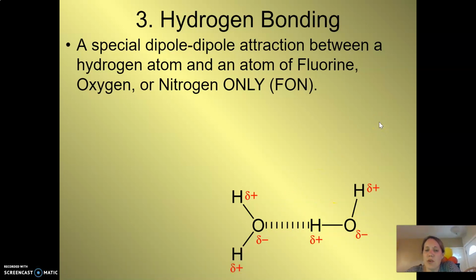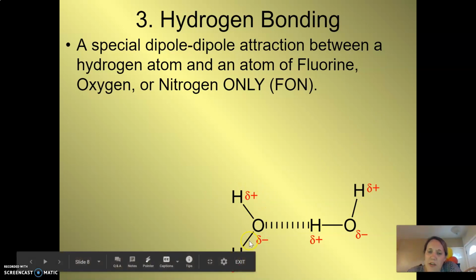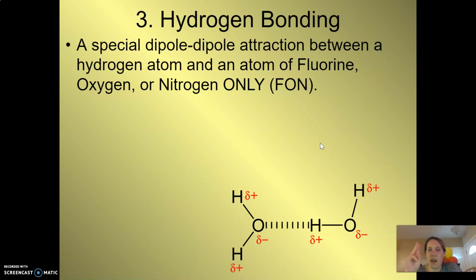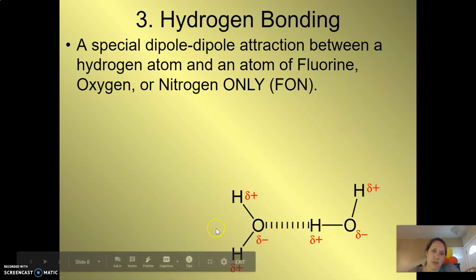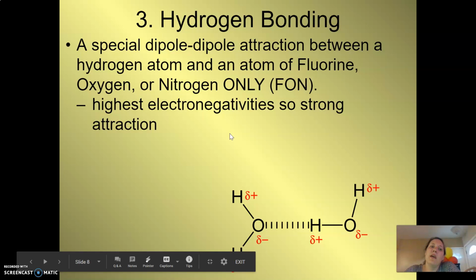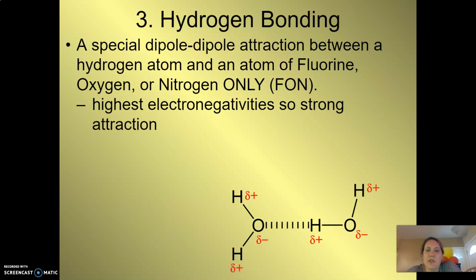But notice this only occurs with F, O, and N. And one of your pieces of bread could be an F while the other one's an O. One piece could be an N while the other one's an F. It doesn't really matter. They don't have to be the same. Generally, they're the same, but they don't have to be the same as long as it's an F, O, or N acting as the bread of the hydrogen sandwich, okay? The reason F, O, and N are the only ones that can form hydrogen bonds has to do with the fact that those elements have the highest electronegativities on the periodic table.